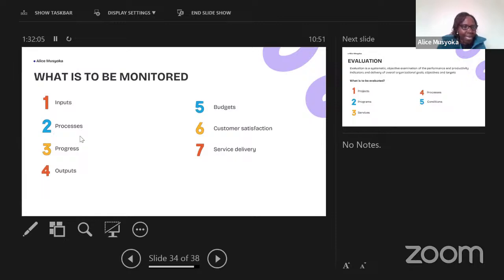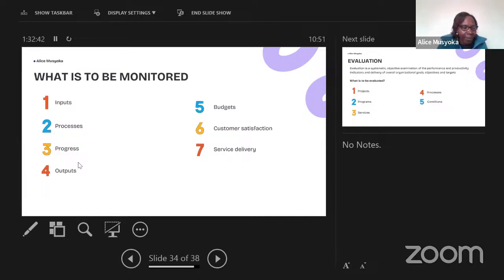Then we look at processes. Processes need to be monitored to ensure that they are effective, to ensure there's no duplication, to ensure that everything is done the right way. And if there's need for improvement, then we talked about BPR, which looks into improvement of the processes, carrying out BPR, the business process reengineering.